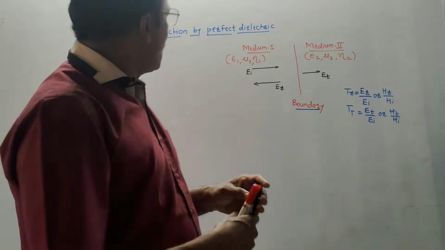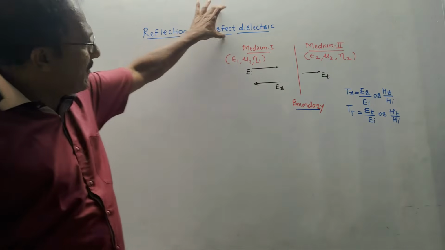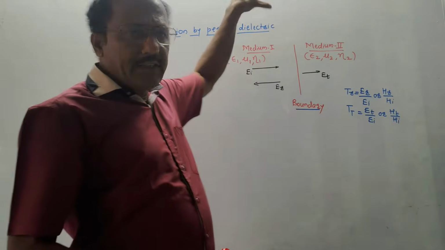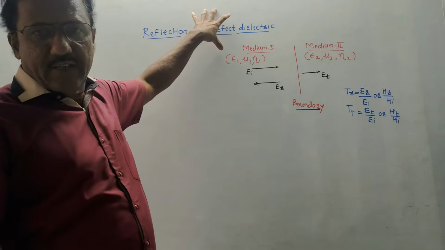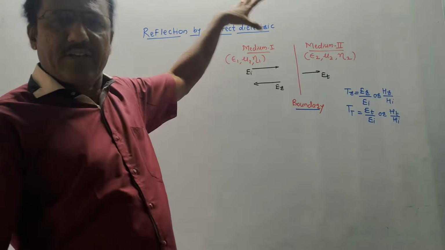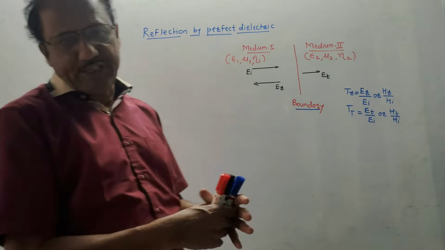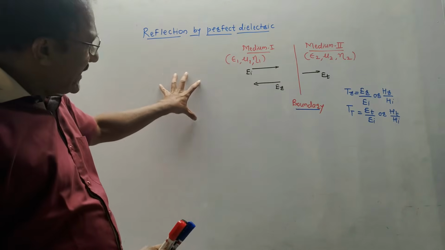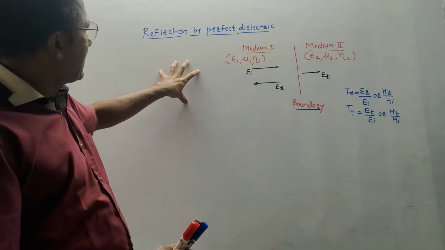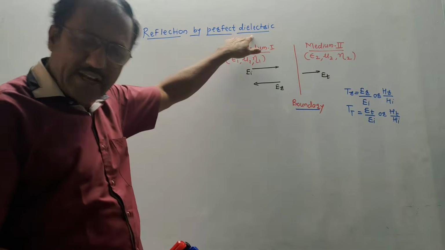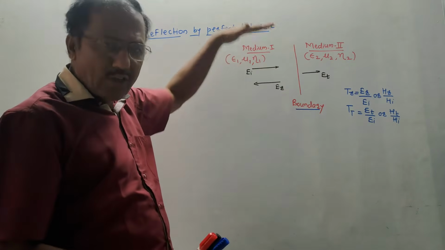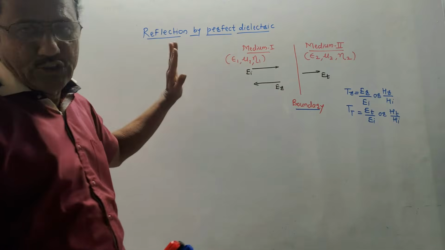Dear students, today's topic is reflection by perfect dielectric. It is a topic from the subject electromagnetics, that is EFT for TE and TC students. First we will derive the expression of different parameters for the reflection by perfect dielectric medium, and we will solve the numericals related to this topic.